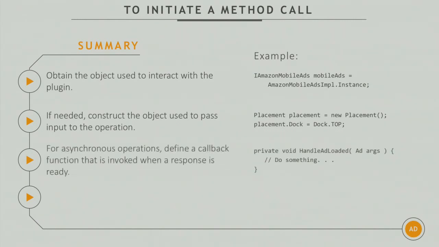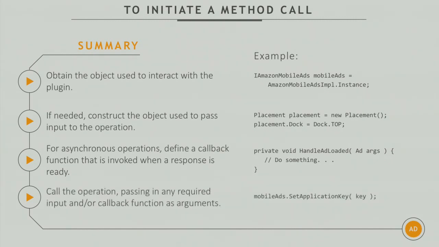And then third, in cases where a result isn't going to be returned immediately, define a callback so that you can process it when it does become available. And then finally, go ahead and call the API member method on the implementation object, passing the parameters that you initialized. And this is the basic outline for calling any Amazon API if there's a Unity plugin for the corresponding service.